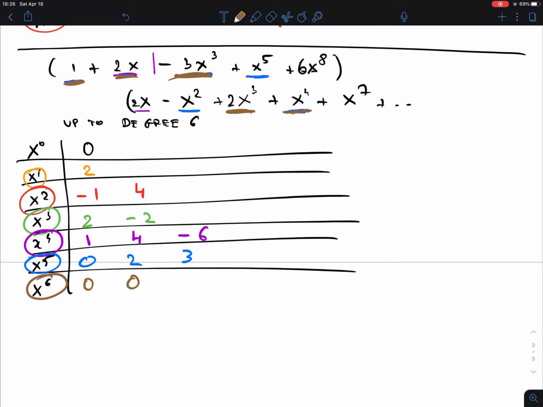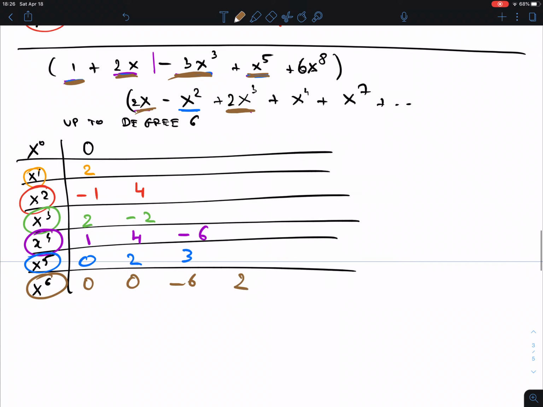So wait, let me get rid of this thing. So it combines with this one here. X to the 6th, right? So minus 3 times 2, that's negative 6. This guy, does it combine with something? Yes, with this. This gives me 2. And then, again, I'm too high. There's nothing else anymore. So I'm done.